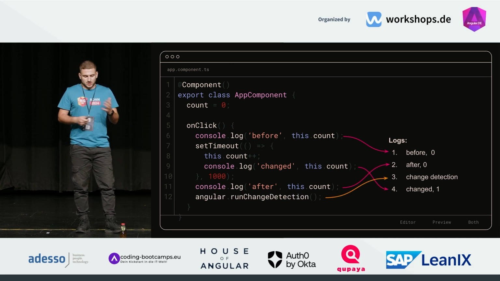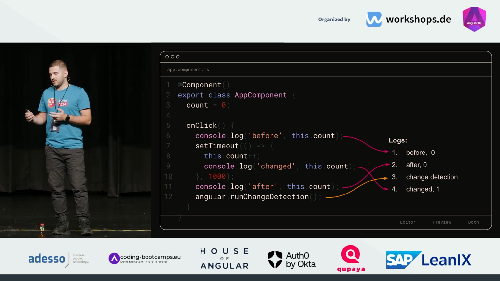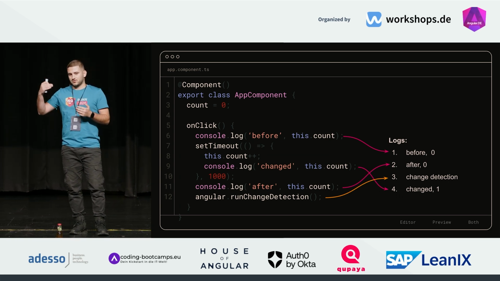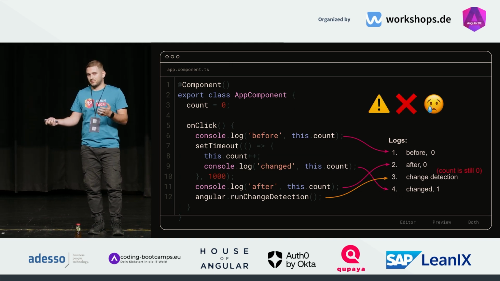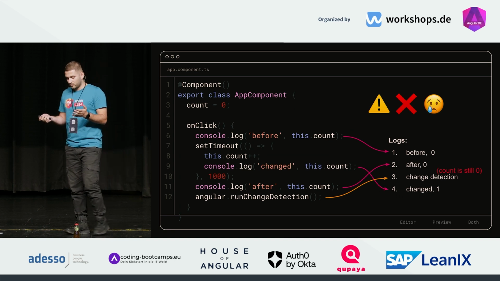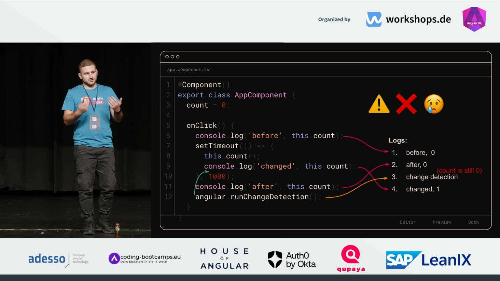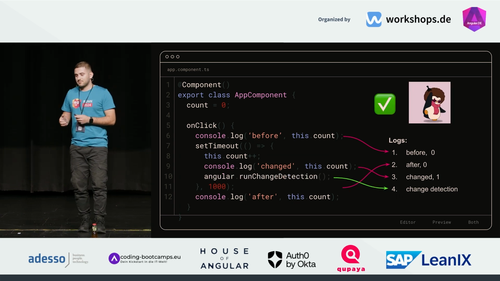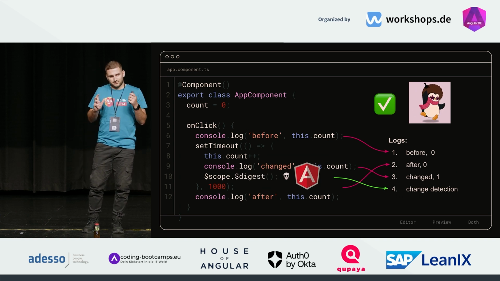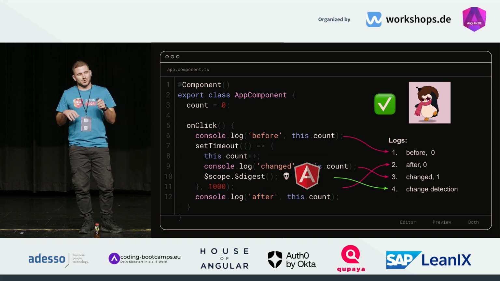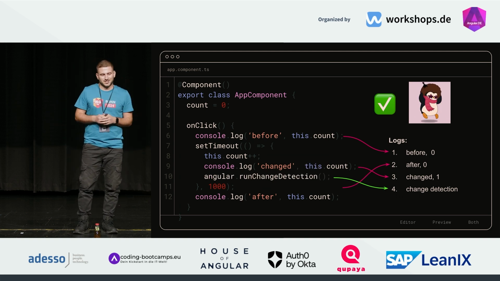So if we use the same logic as before, we have Angular run change detection synchronously. So probably we have before, after, change detection, but at that point the count is still 0. So this logic doesn't apply. What we need to do is move that Angular change detection call inside the setTimeout, so after the timeout finishes. And of course, it will look something like that, and our penguin will be happy. And if you remember AngularJS code, something like scope.digest to support this asynchronous code, let's forget about it. Angular change detection is better.